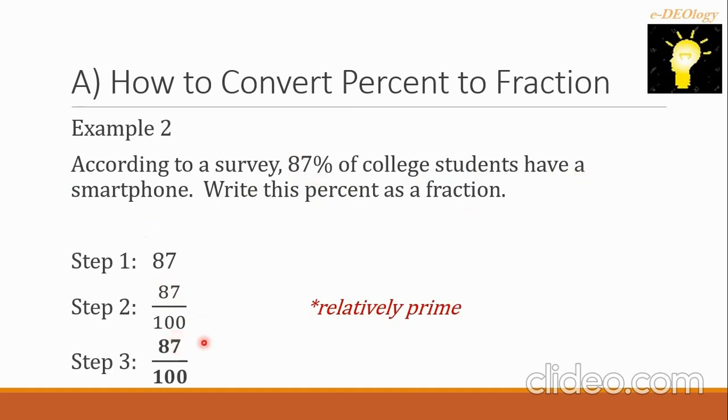In step 3, I will simply copy the same value from step 2 because the only factor common to 87 and 100 is 1. So the final answer is 87 over 100. So these numbers, 87 and 100, are called relatively prime.